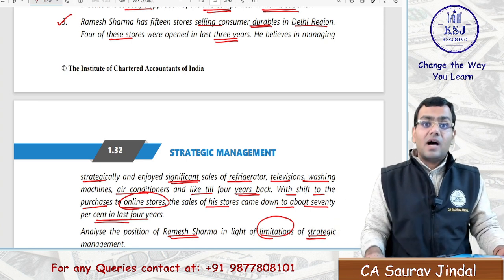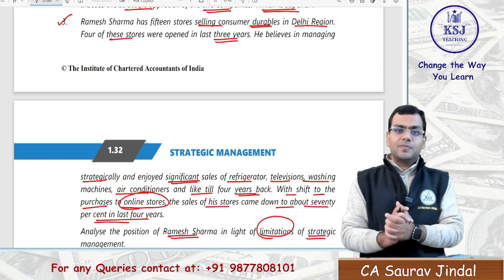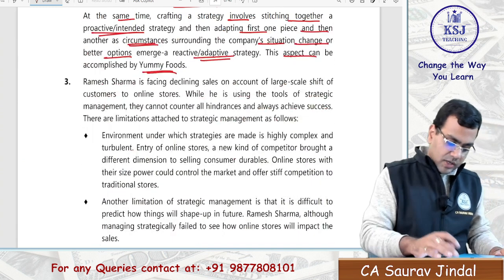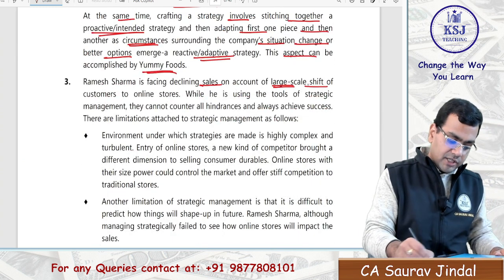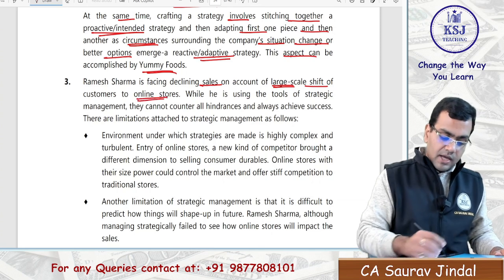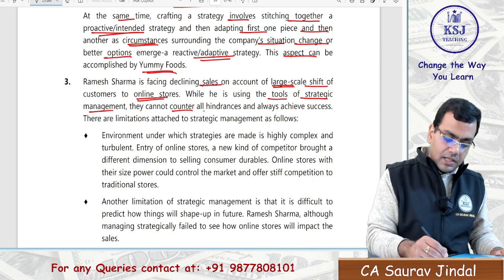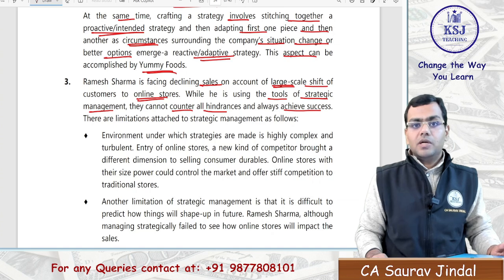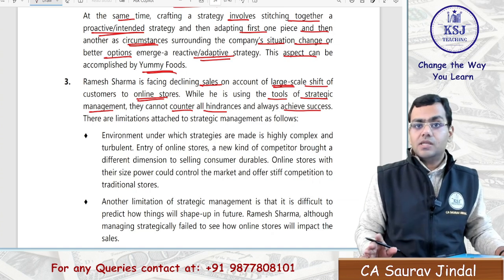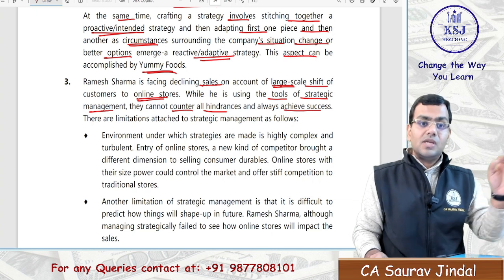So basically, you have to explain the limitations as well as take up the case of Mr. Ramesh, right? So that is what Mr. Ramesh is facing, the declining sales on account of large scale shift of customers to the online stores. While he is using the tools of strategic management, they cannot counter all the hindrances and always achieve success. He is using the strategic management tools, but still we cannot guarantee the success. Why? Because of the unpredictable business environment.